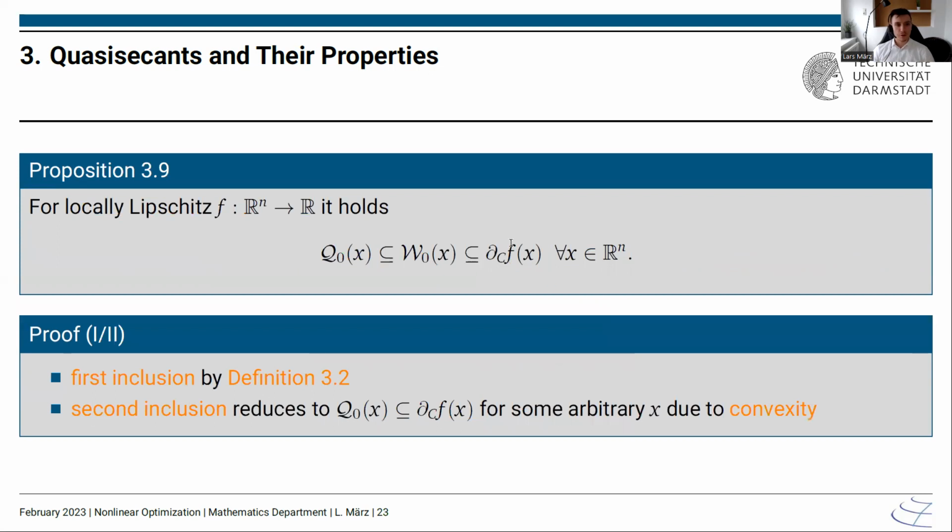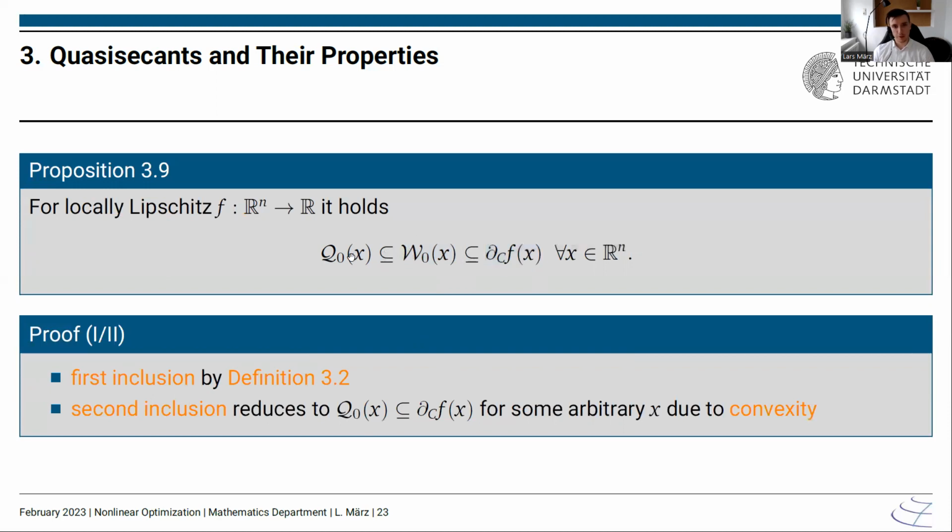Now, proposition 3.9, note that now we have subscript 0. For locally Lipschitz F, we have again a chain of inclusions. So the first inclusion is really by definition because this is just the convex hull. Therefore, this inclusion is trivial. And the second inclusion again reduces to the first one because we have convexity of that set.